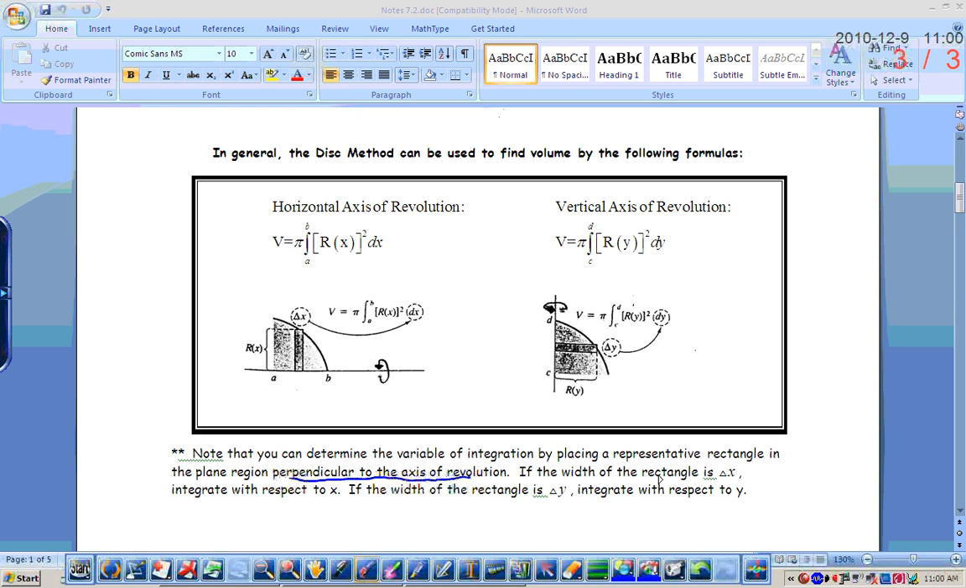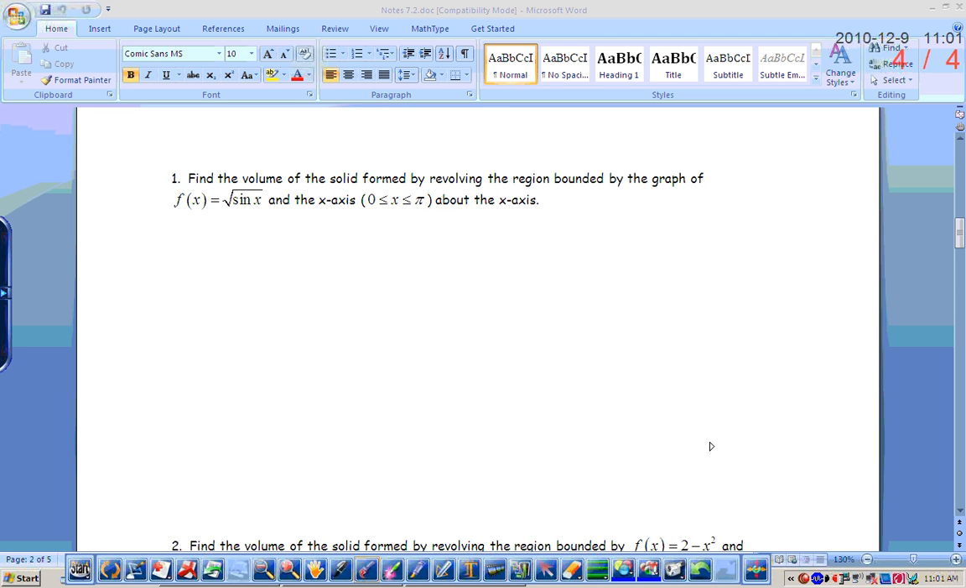If the width of that rectangle is dx, you're integrating with respect to x. If the width is dy, you're integrating with respect to y. All right, find the volume of the solid formed by revolving the region bounded by the graph of f of x equals root sine x and the x-axis between 0 and pi about the x-axis.